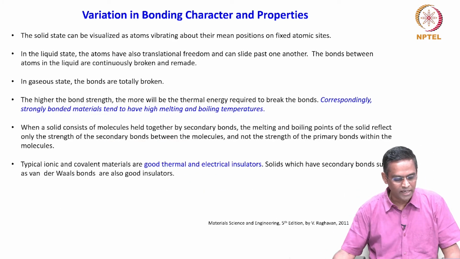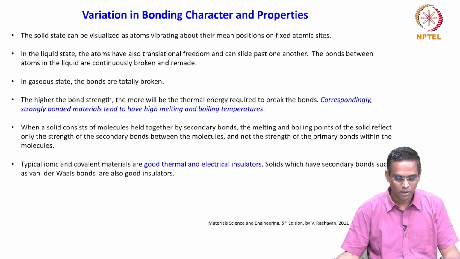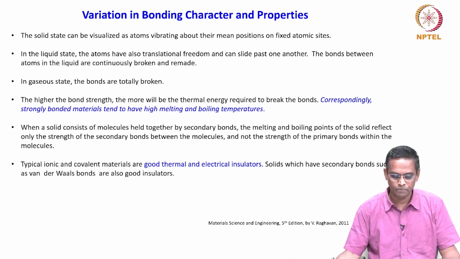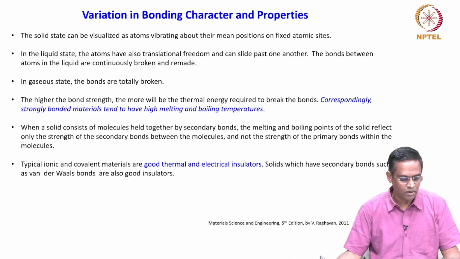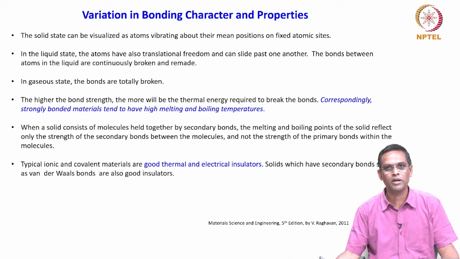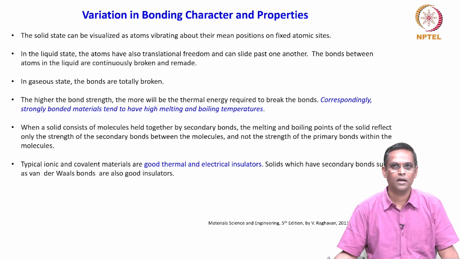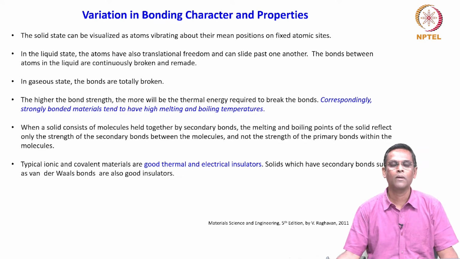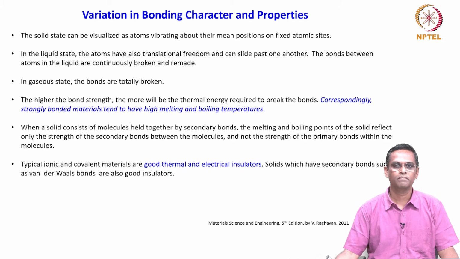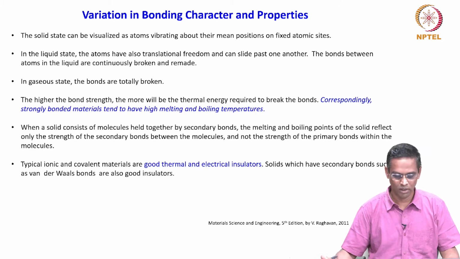So, typical ionic and covalent materials are good thermal and electrical insulators, right? And solids which have secondary bonds such as van der Waals bonds are also good insulators. This is true because most ceramic materials are mostly covalently bonded or ionically bonded, or a mixture of these two characters together, like intermetallics and so on.